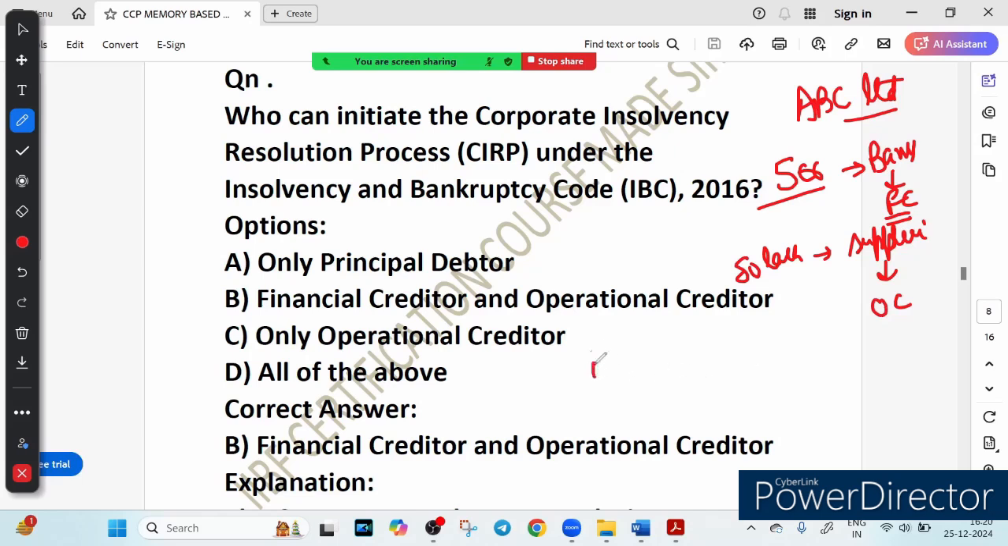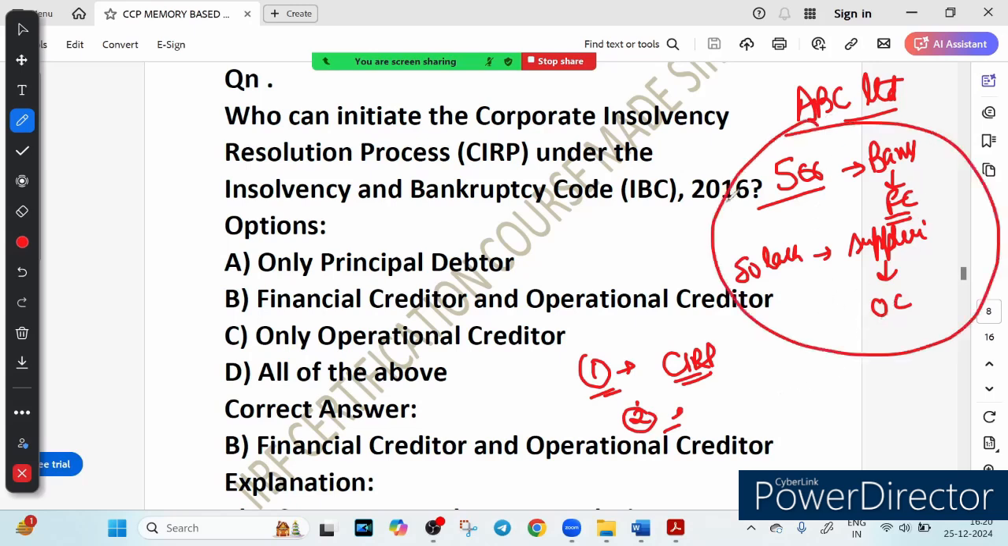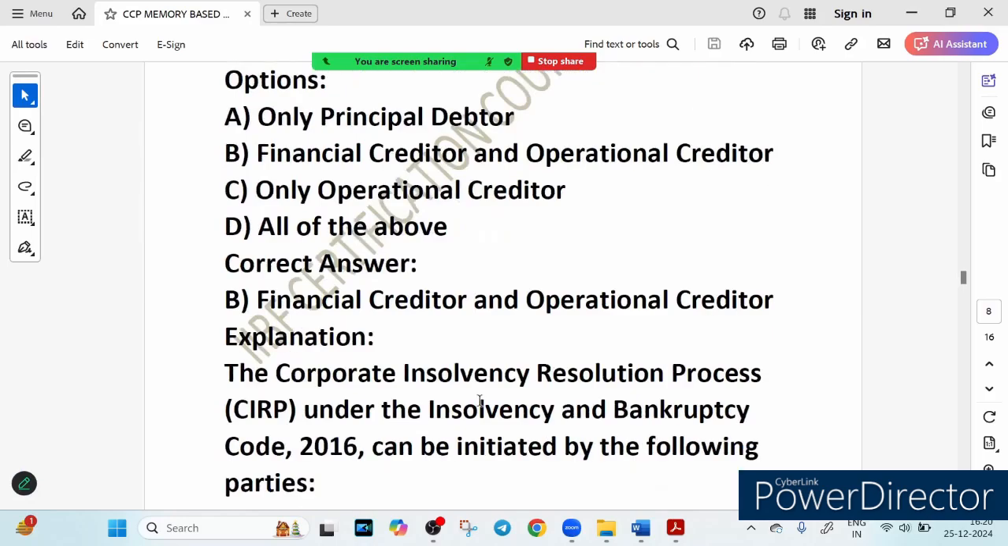Let's consider the first scenario. The bank can initiate CIRP as the financial creditor due to an unpaid loan. Scenario 2: this particular supplier can also initiate CIRP as an operational creditor due to non-payment of the dues. So this is OC, this is FC, both of them can initiate CIRP, and the corporate debtor can also initiate the CIRP, right? But the principal debtor cannot initiate CIRP unless filing as a corporate debtor. This process ensures transparency and fairness for all stakeholders involved. Hopefully you have understood this concept. Now let's move on to the next question.